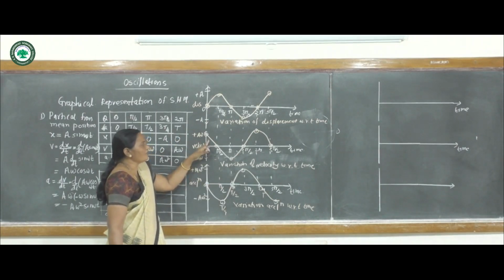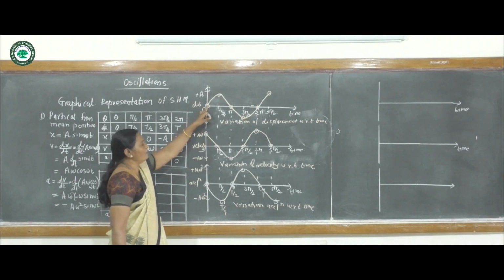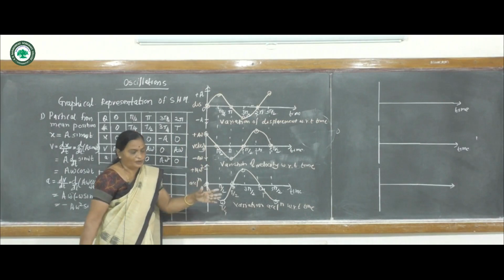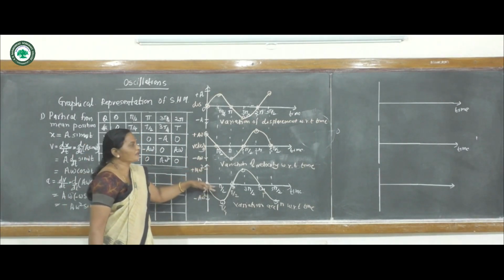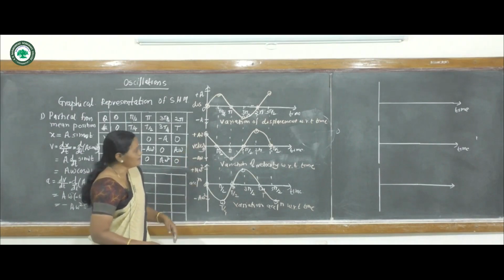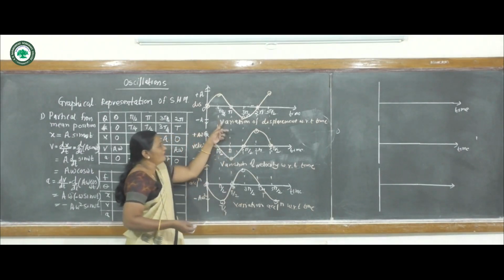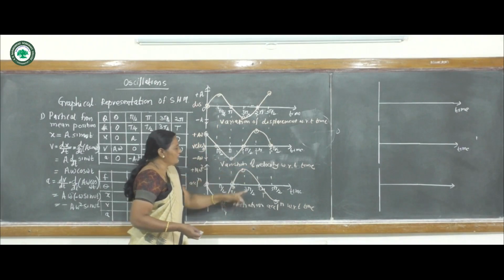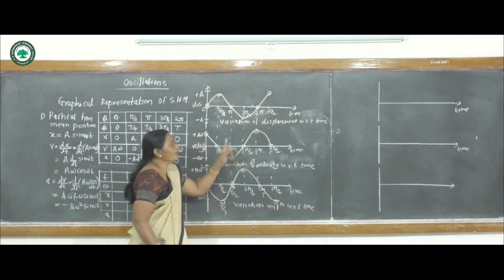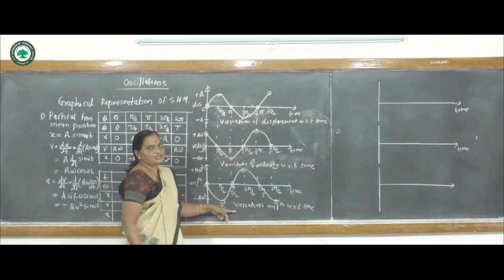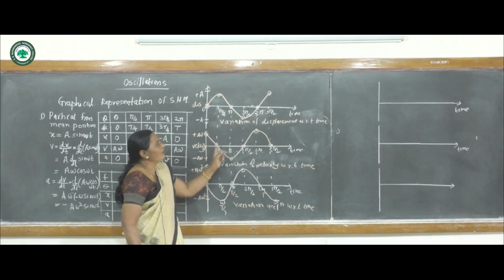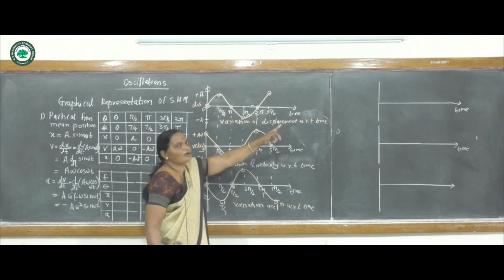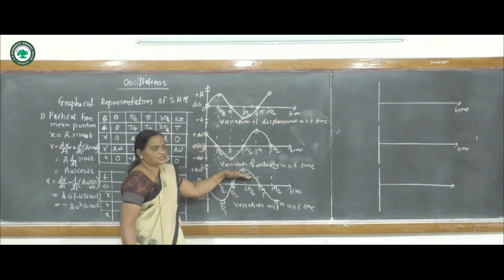This is the cosine wave. See, this is the sine wave, this is the sine wave, this is the cosine wave. Then the conclusions from the graph, we can write: first, the displacement, velocity and acceleration are periodic functions. They are periodic functions, that is, they repeat after an equal interval of time.